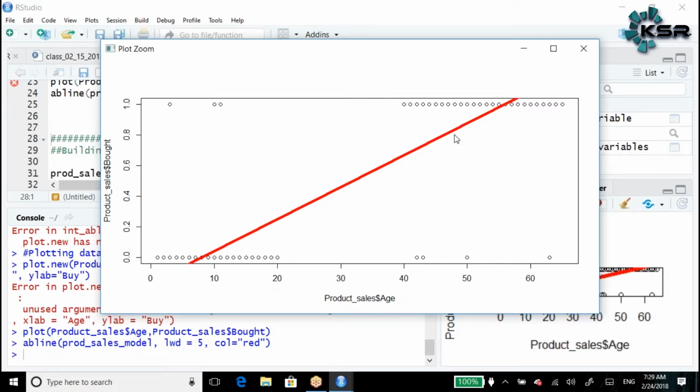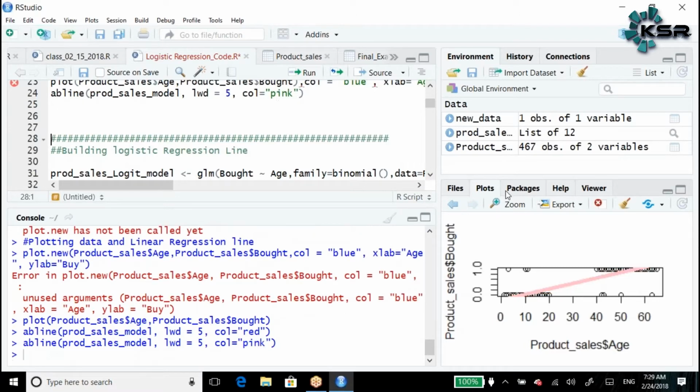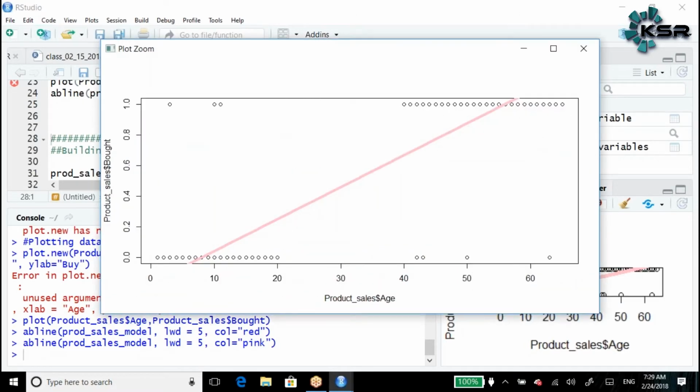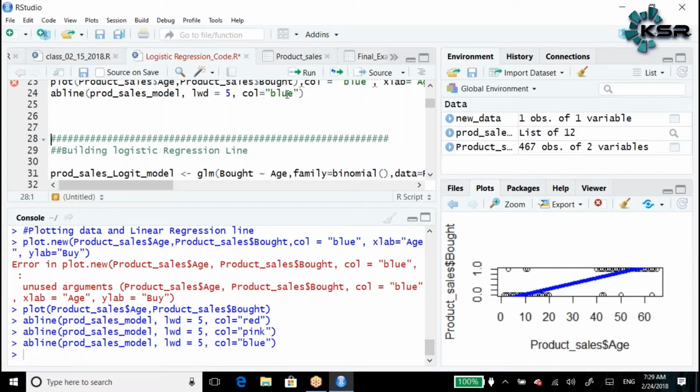Color is equal to red, or you can keep blue or you can keep yellow. If you have doubt, you can also check it. Color equal to red, plus you can keep pink. See, pink line. Maybe you can keep blue also. Blue line.